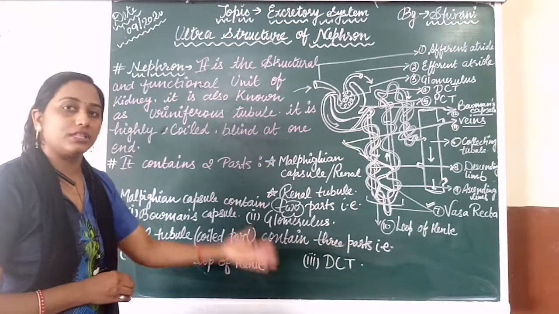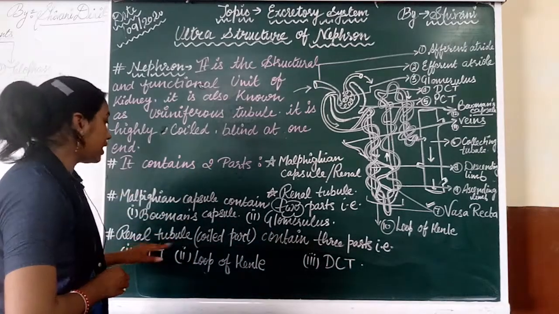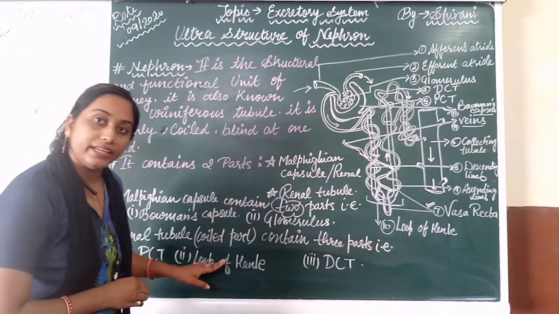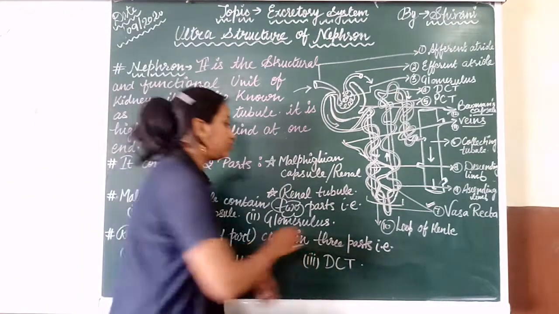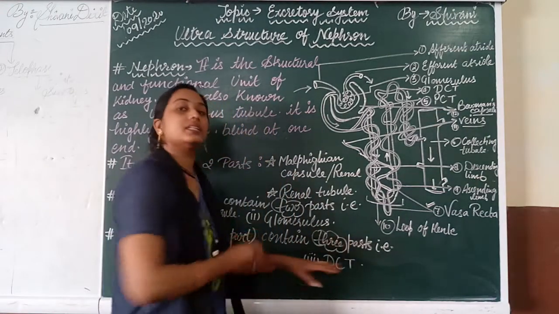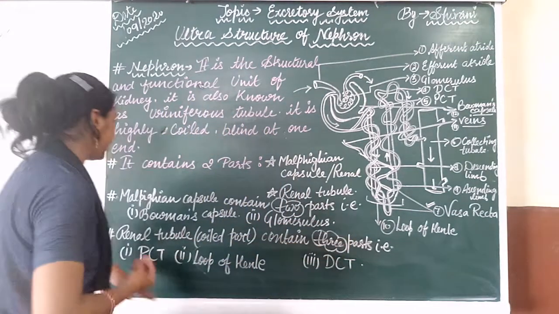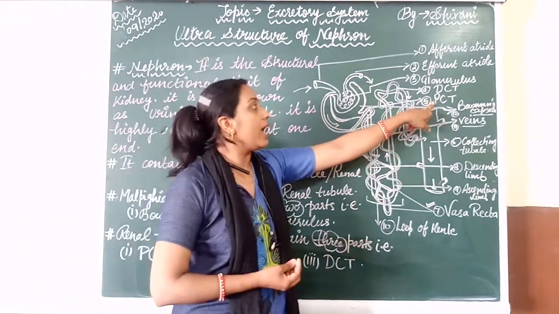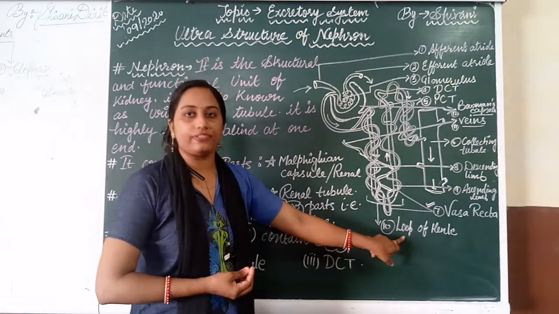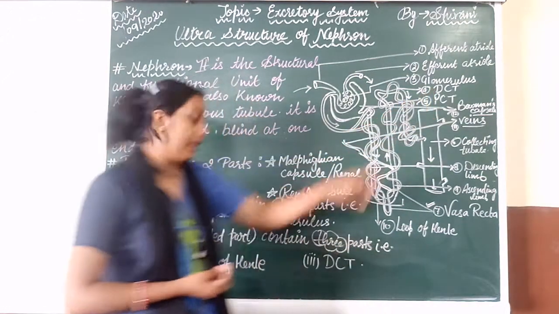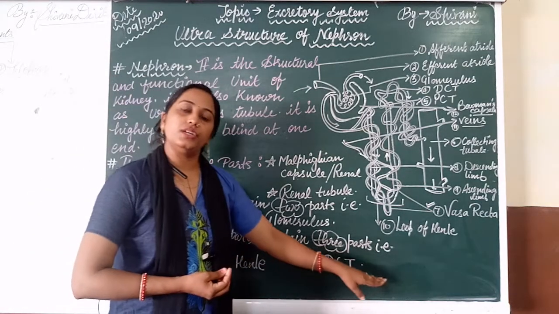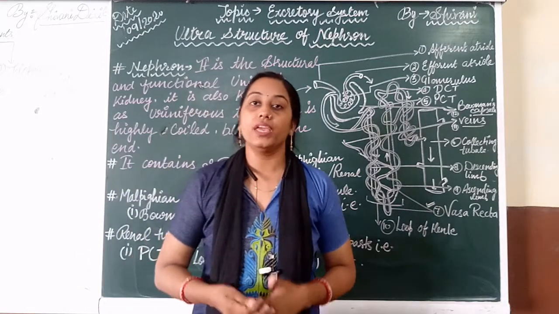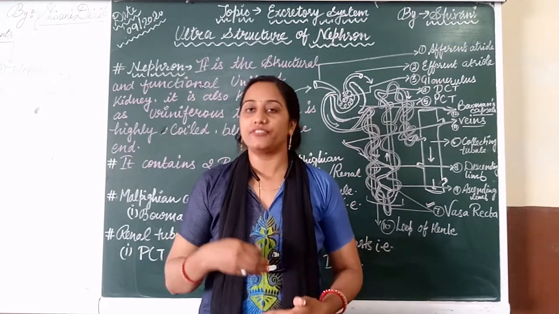If we talk about the second part of the nephron, that is the tubular part, it is renal tubule. It is a highly coiled part that is further divided into 3 parts. Number 1, PCT, the proximal convoluted tubule, second is loop of Henle, and third is DCT, that is distal convoluted tubule. We will discuss all these parts with the help of the diagram and their proper location and function in the next video.